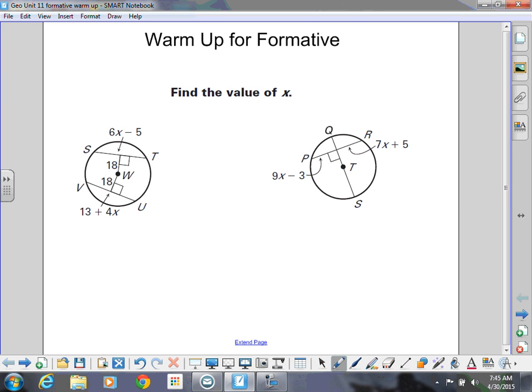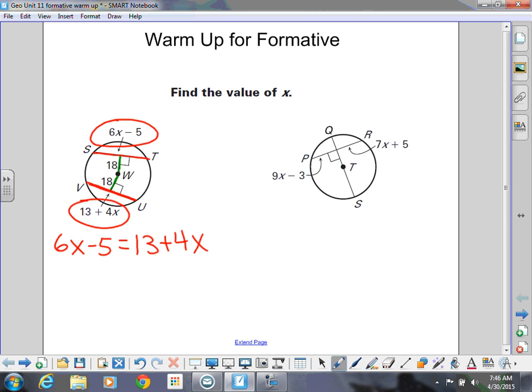So on this first problem, we know that the distance to the center is the same for both of those. Those green distances are the same. So that means that these chords from S to T and from V to U have to be the same distance. So if those are the same distance, then all we have to do is set these two expressions equal to each other. So I'm going to have 6x minus 5 equals 13 plus 4x.